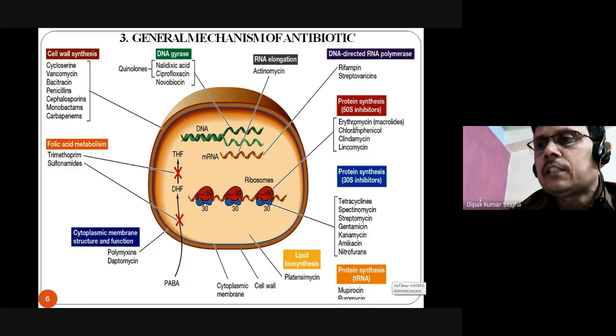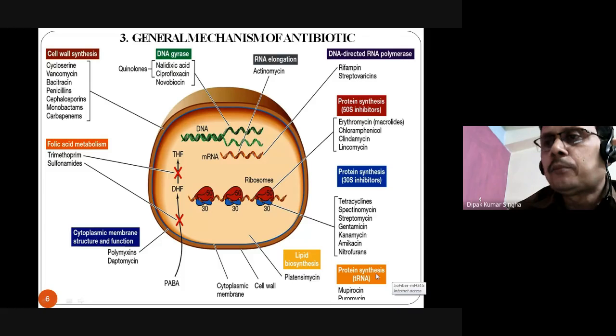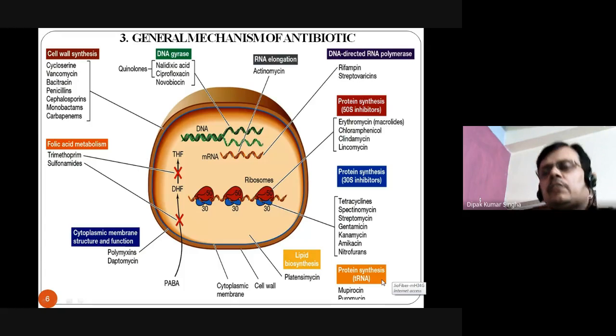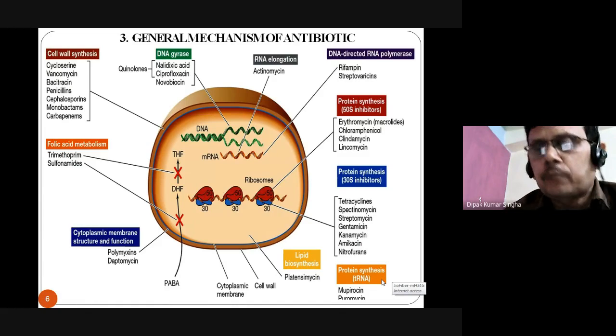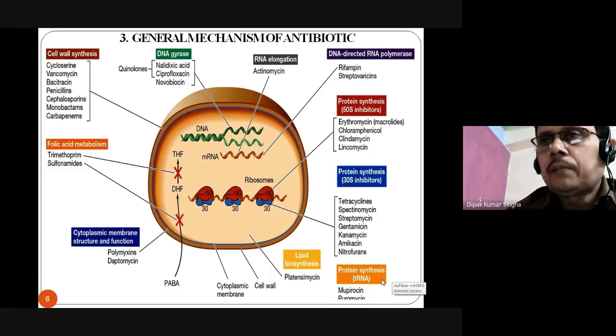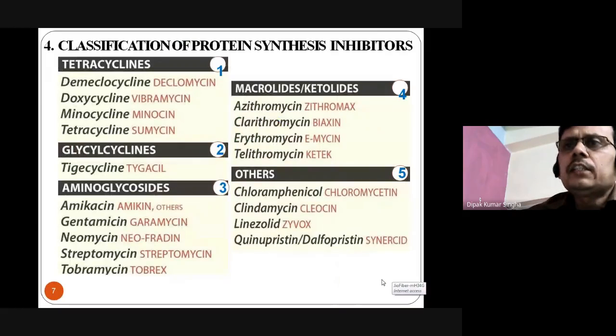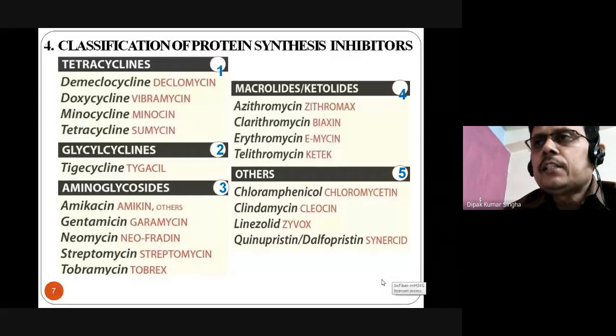Another protein synthesis inhibitor acts on tRNA, like mupirocin. These are very common antibiotics, because nowadays they are widely used for deep wounds or in post-operative cases. So these are classified as protein synthesis inhibitors.